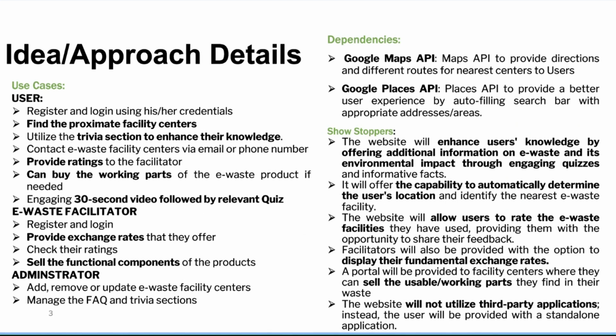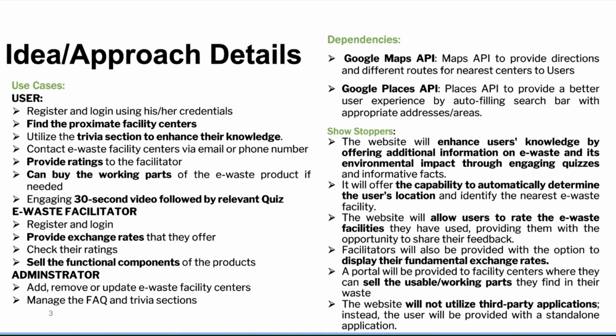Now, for the use cases, we've divided the users of the website into three parts: the user itself, the e-waste facility center, and the administrator. The user can register and log in, can find the proximate facility centers, and can use the trivia section to enhance their knowledge. The e-waste facility centers' contact numbers and email are also provided on the website for the users to use. The user can rate and provide feedback to the facility centers. The user can also buy working parts from the facility centers on the website, and a quiz section is provided for the users to play a fun game and also learn.